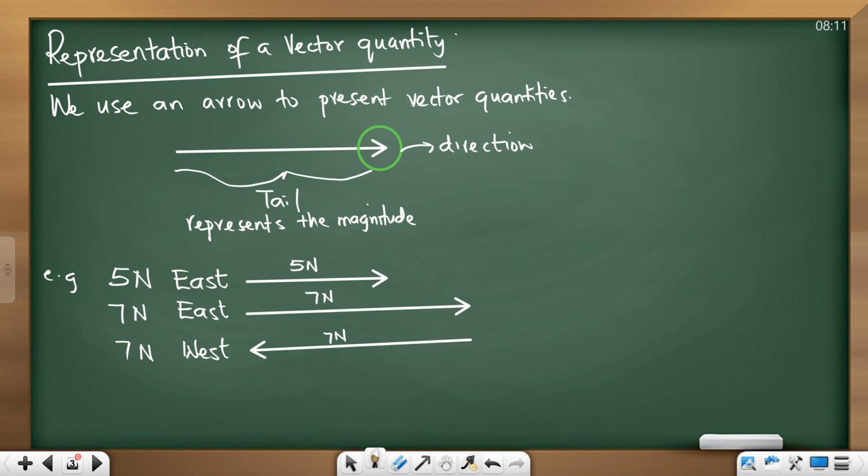All right. Now we are going to quickly look at the addition and subtraction of vectors.